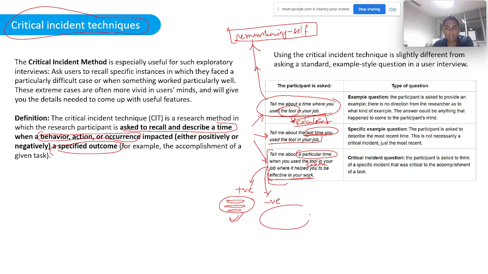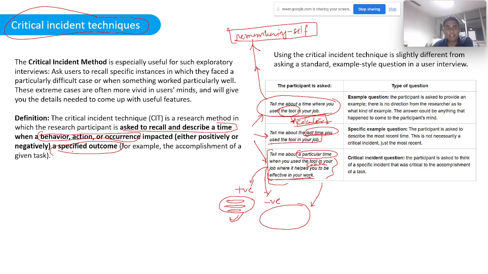Similarly, you can ask the question in a negative way: tell me a particular time when you used this particular tool and this thing did not work. In this question, the user will give an answer which will be a bad experience for him, and he will tell you that on that particular day I was doing that and the calculator did not work, or that particular functionality in the calculator did not work.